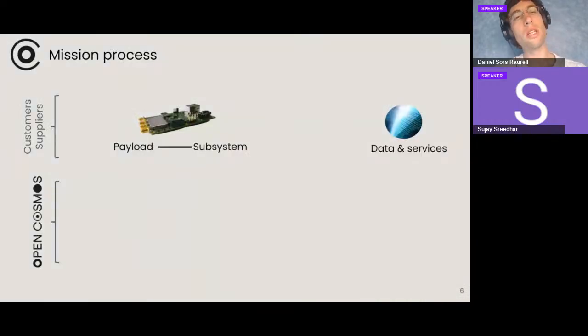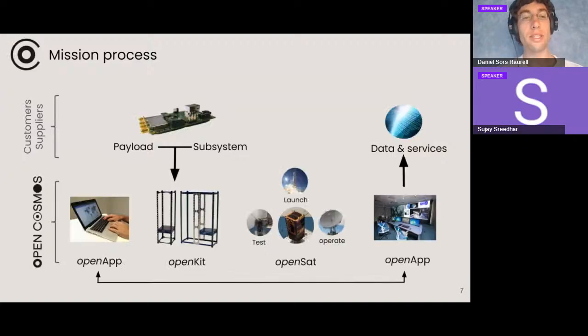So a bit about our mission process, and this is an example for you to see how new space companies are approaching the space industry. Normally our customers or our third-party subsystem suppliers come to us with a particular technology to be sent to space, and the data that's going to enable the services they want to achieve from these technologies once they are deployed in space. So we take care of the rest.